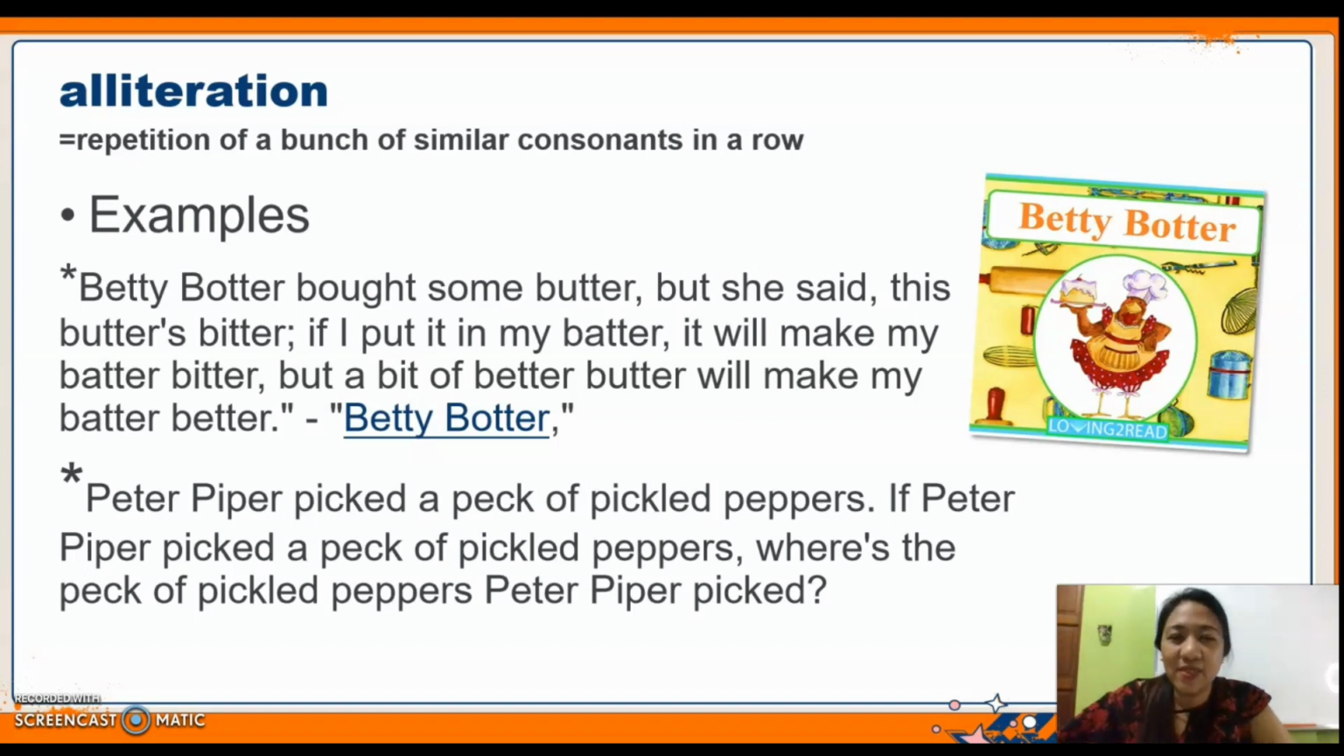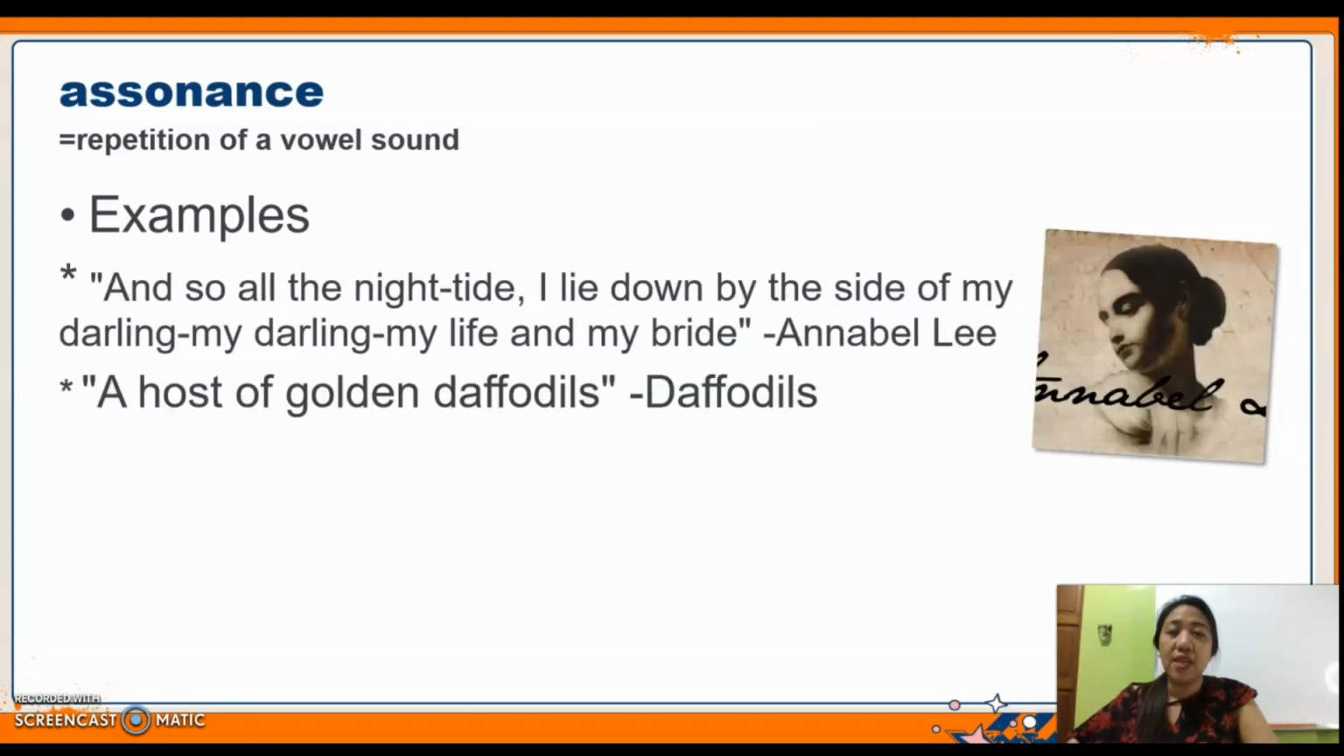Okay, this is a tongue twister. And what is the consonant being repeated here? B. Okay, another example is, Peter Piper picked a peck of pickled peppers. If Peter Piper picked a peck of pickled peppers, where's the peck of pickled peppers Peter Piper picked? Another tongue twister. So, the consonant P. That is alliteration. And how is it different from assonance?